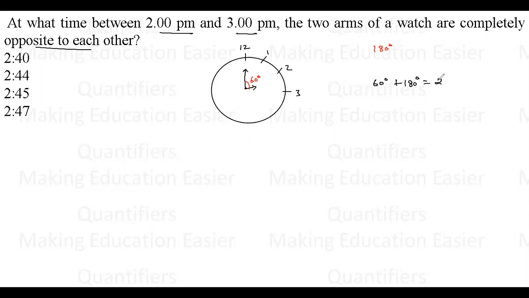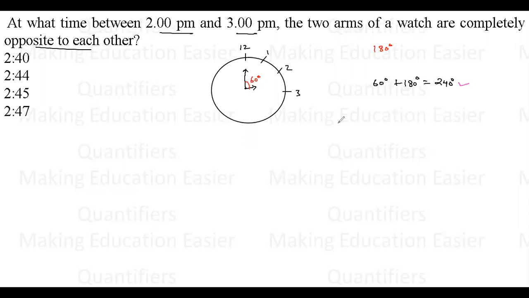So that means 240 degrees, right? So basically we can say after 2 o'clock, the minute hand should relatively cover 240 degrees. I hope ये बात सब लोग समझ पा रहे हैं. Relatively 240 degrees का मतलब क्या है? Net gain of the minute hand over the hour hand should be 240 degrees.